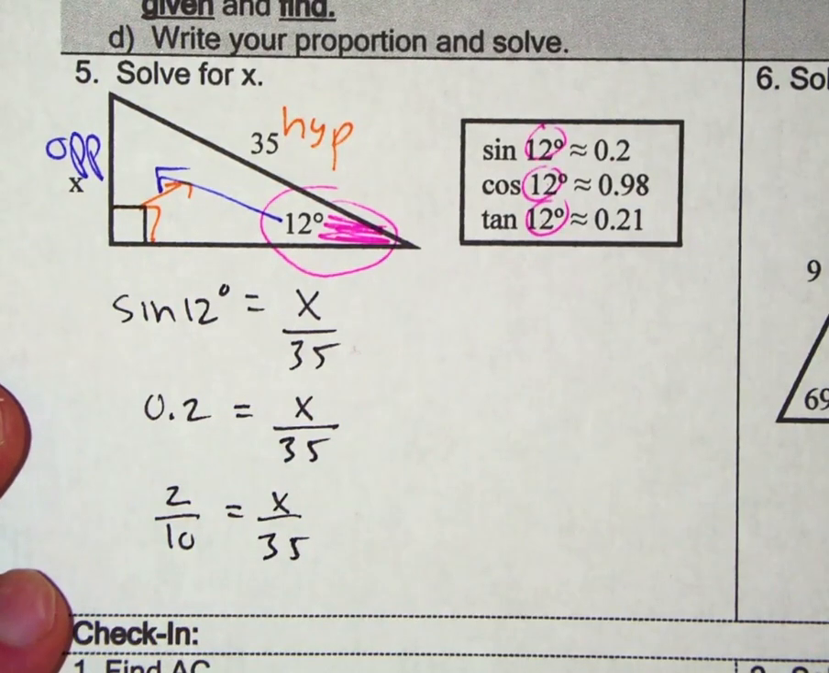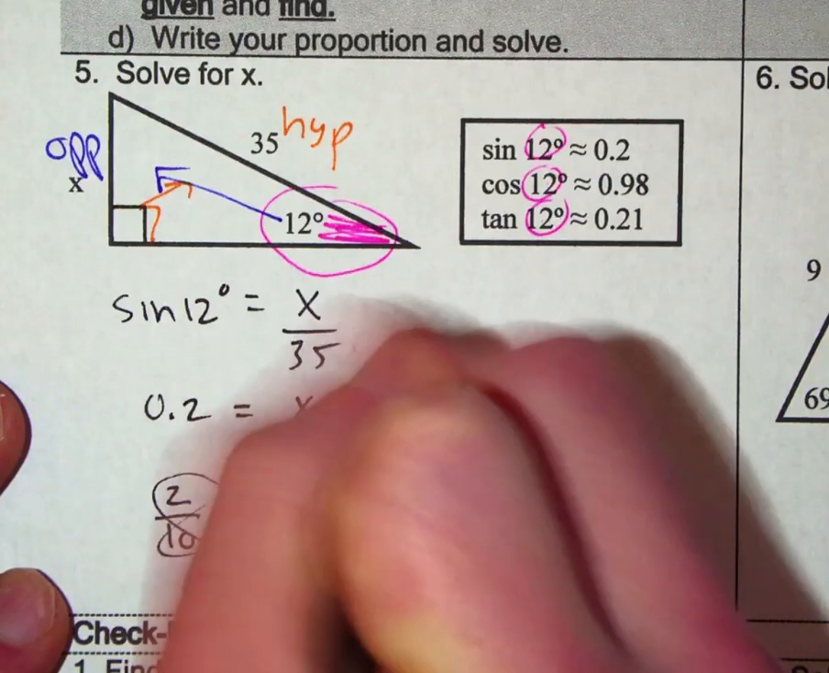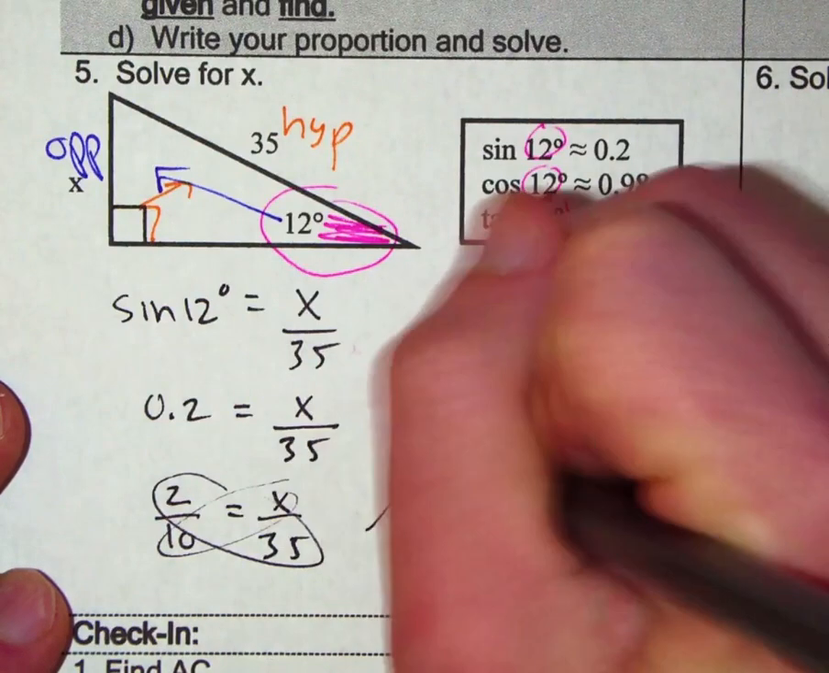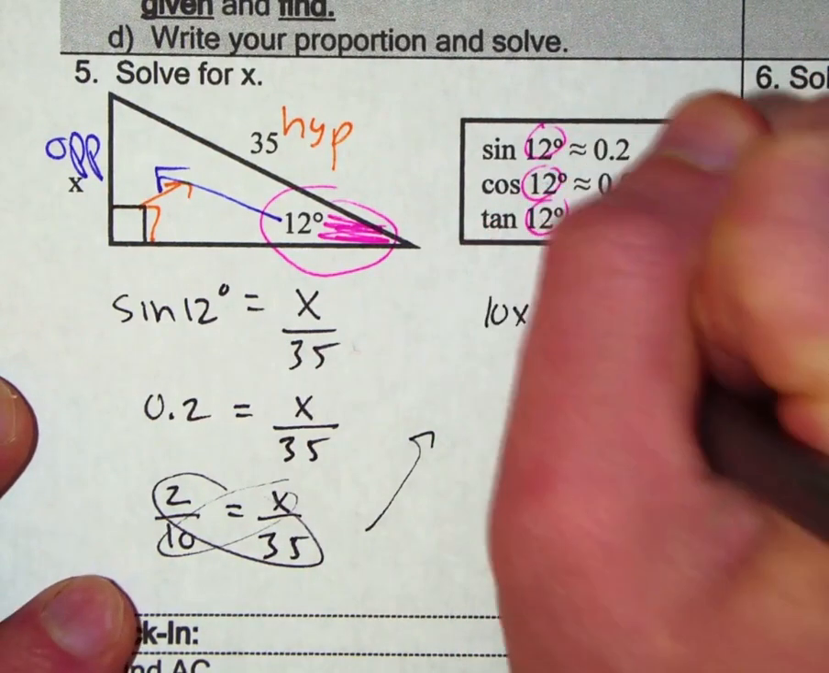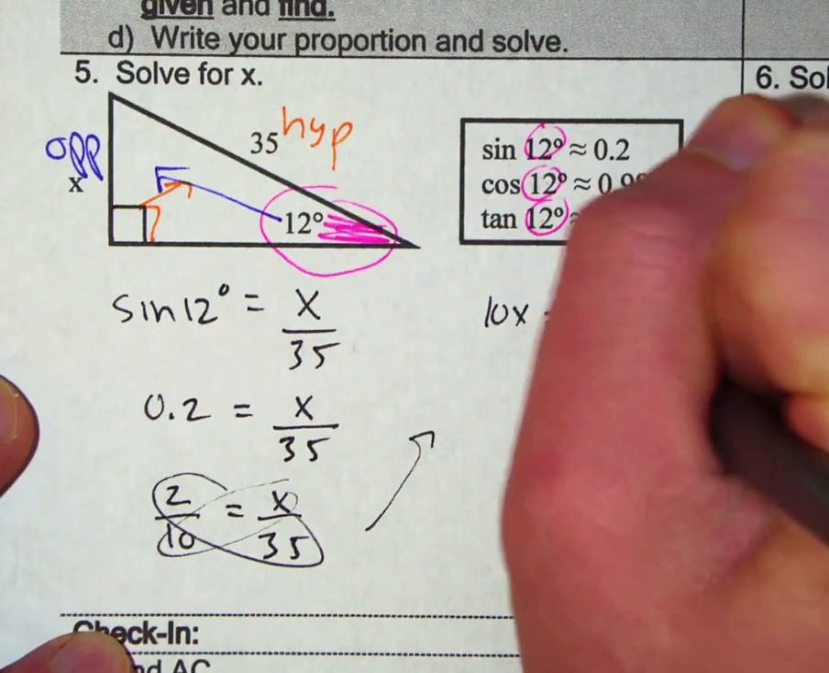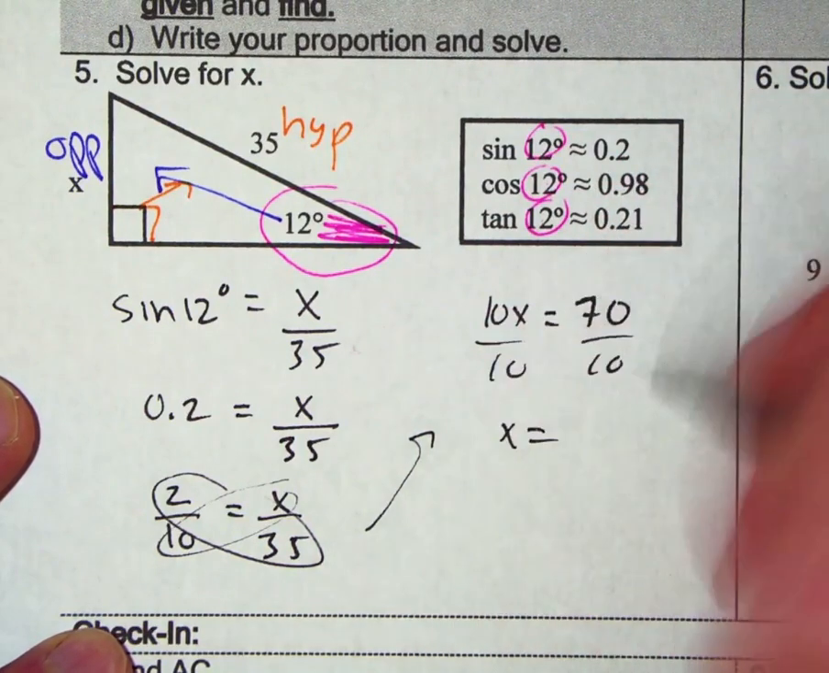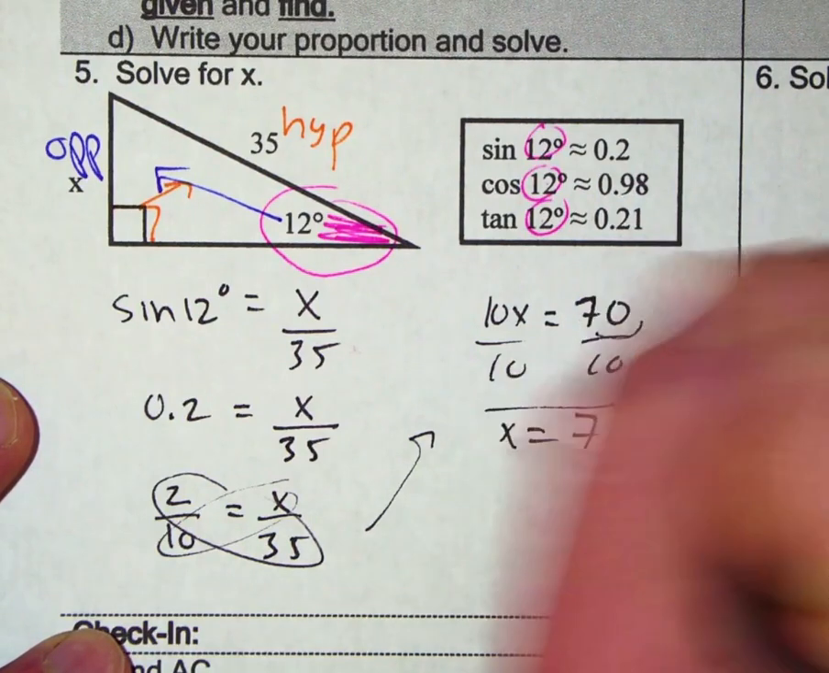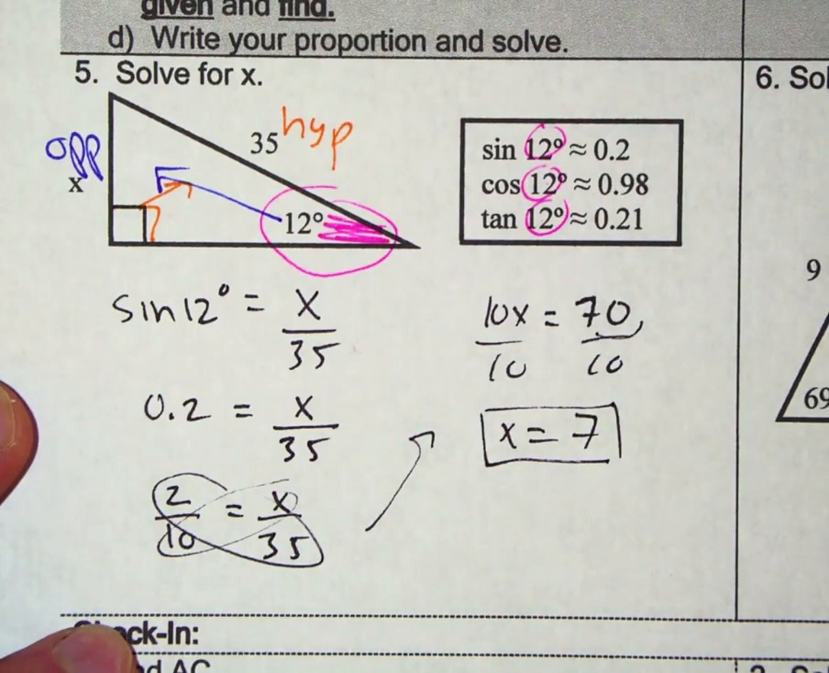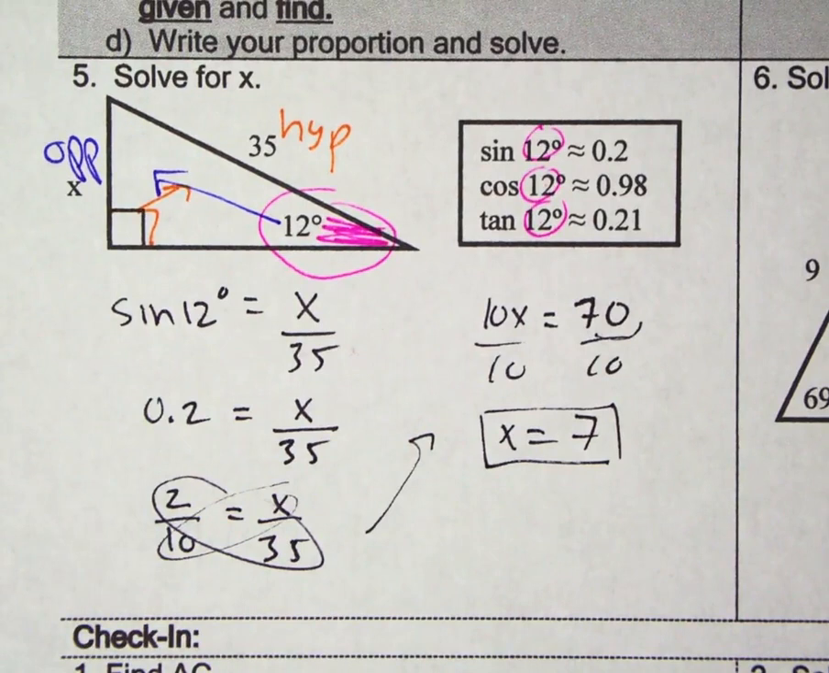And now everybody knows how to solve this. Just go ahead and cross multiply. You could reduce, but I'm going to hold off because I love dividing by 10, and that's what's going to end up happening in just a moment. So I'm going to get 10 times x is equal to 2 times 35, which is 70. And then I'm going to divide both sides by 10, and look what happens. Okay, just move that decimal point once, and we get x is 7.